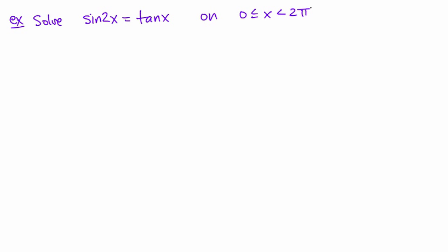So as we did with other solving, let's change this to terms that we can work with a little easier, which is generally sines and cosines. So the only substitution for sine 2x is 2 sine x cos x, and tan x is the same as sine x over cos x. From here, you would notice that cos x has a restriction. It can't be equal to 0.